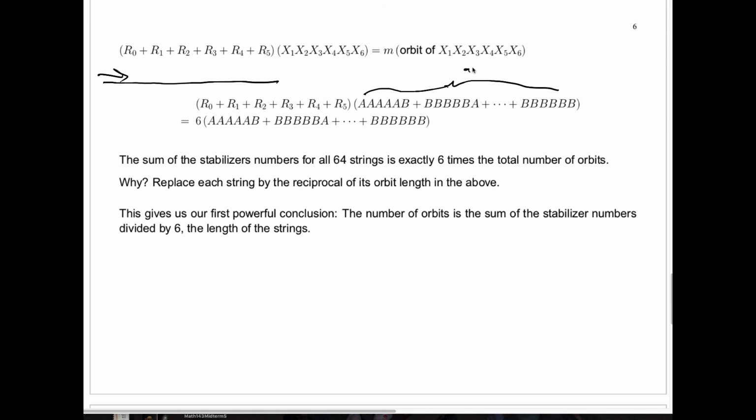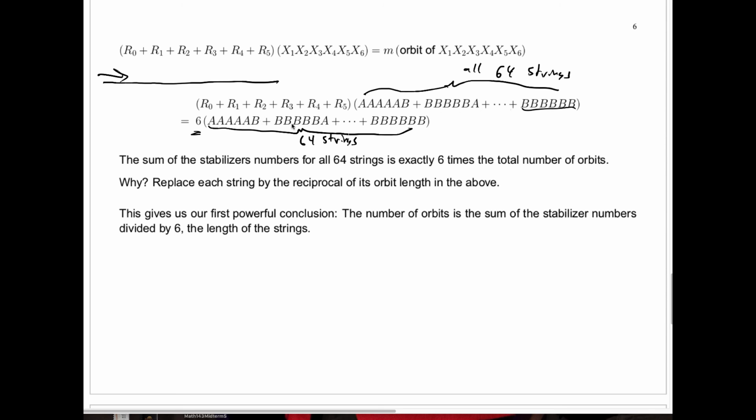Imagine here we have all 64 strings. I claim when you apply all 6 rotations to all 64 strings and look at all the different things you get, what you'll get is the same 64 strings. Remember, these 64 strings are all the possible 6-letter strings from the 2-letter alphabet. You'll get all 64 strings, each one of which repeated 6 times. Why is that? Well, look, for example, at the string BBB, BBB. When you apply all the different rotations to it, you'll get exactly 6 copies of this string, and none of the other strings will turn into this one when rotated.